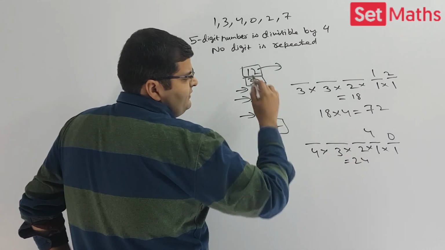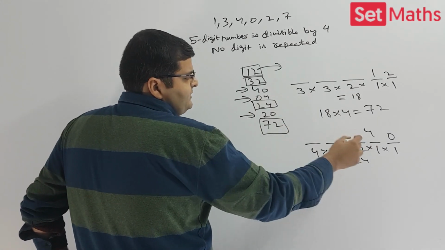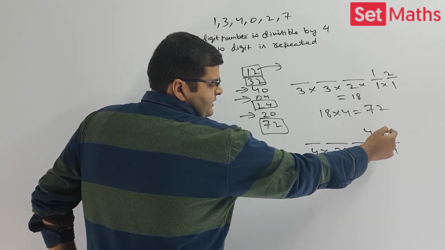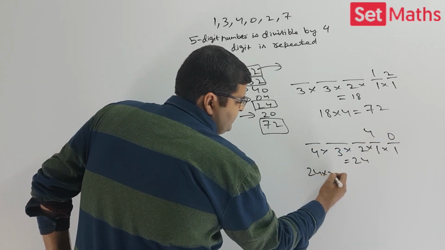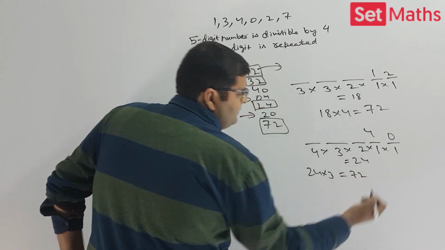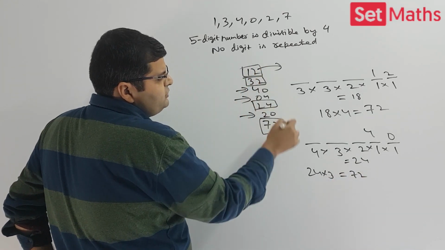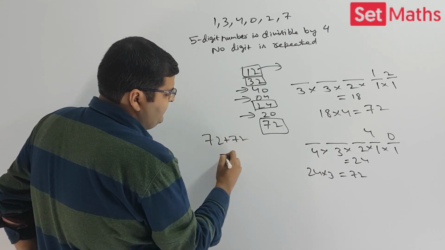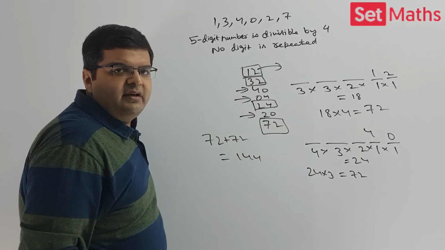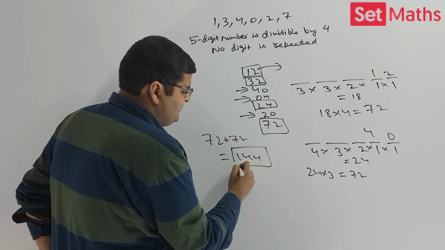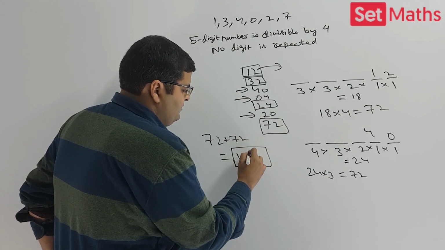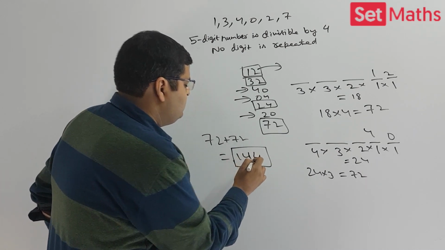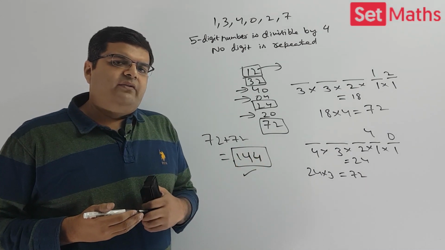Now the endings with 0 are 3: 40, 04 and 20. So the total number of 5 digit numbers divisible by 4 having 0 in the last 2 digits will be 24 times 3, that is 72. So in all there will be 72 such numbers and 72 such numbers. So the total will be 72 plus 72, which is equal to 144. That is the answer here. So 144 is the correct answer to this question. That is how we solve this question.